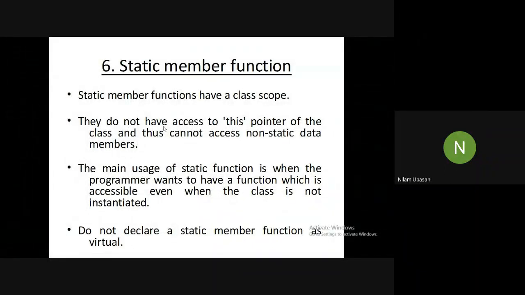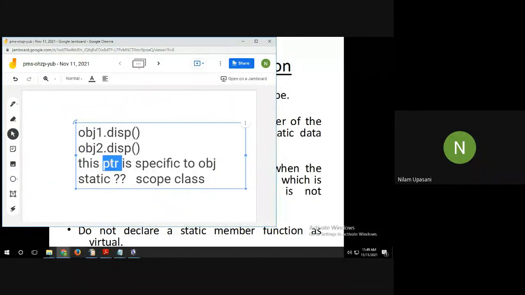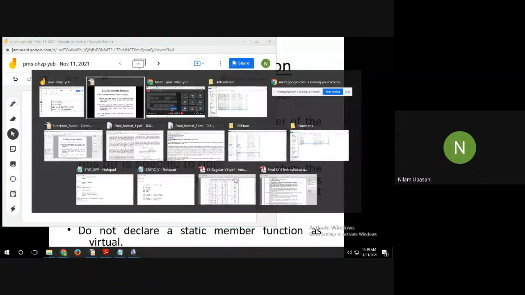So static functions cannot have access to this pointer of the class and thus cannot access non-static data members. If they don't have this pointer available, they cannot access the normal variables which are there in that class. Like yesterday we discussed, say for example in this class, I have taken one example also directly here.